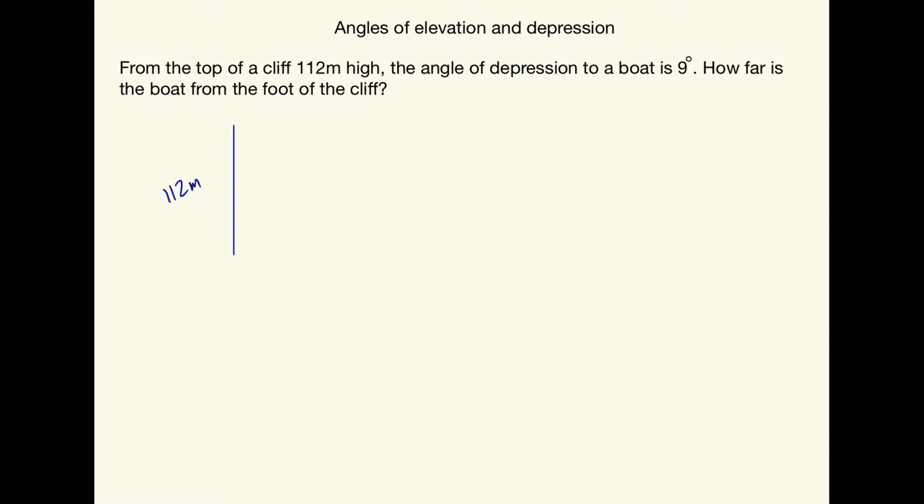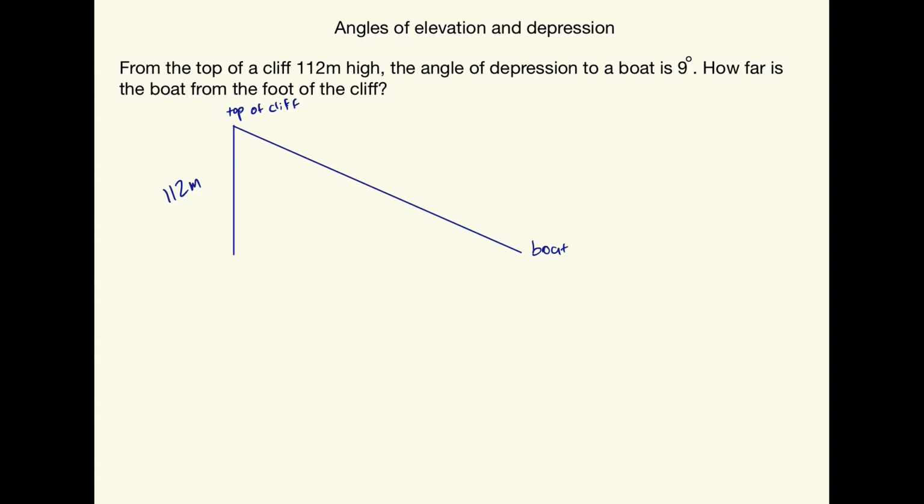Alright, now it says the angle of depression to a boat is 9 degrees. So from the top of the cliff, I'm going to draw another straight line all the way down to the bottom, and that's going to be the line from the top of the cliff to the boat. So here's my boat, and here's the top of the cliff.